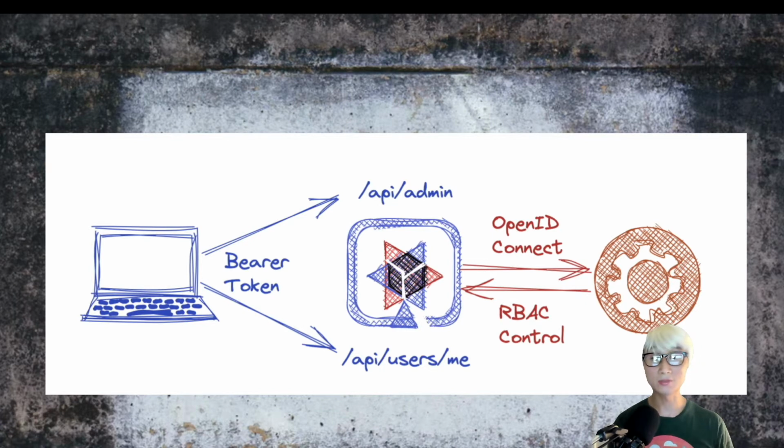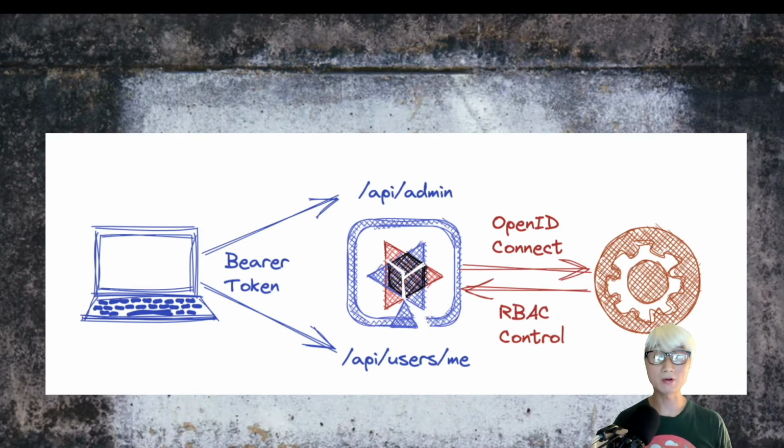First of all, /api/users/me, and the other one is /api/admin. These endpoints are protected and can only be accessed if a client is sending the bearer token along with the request, which must be valid, for example including signature, expiration, audience, etc., and trusted by the microservice.